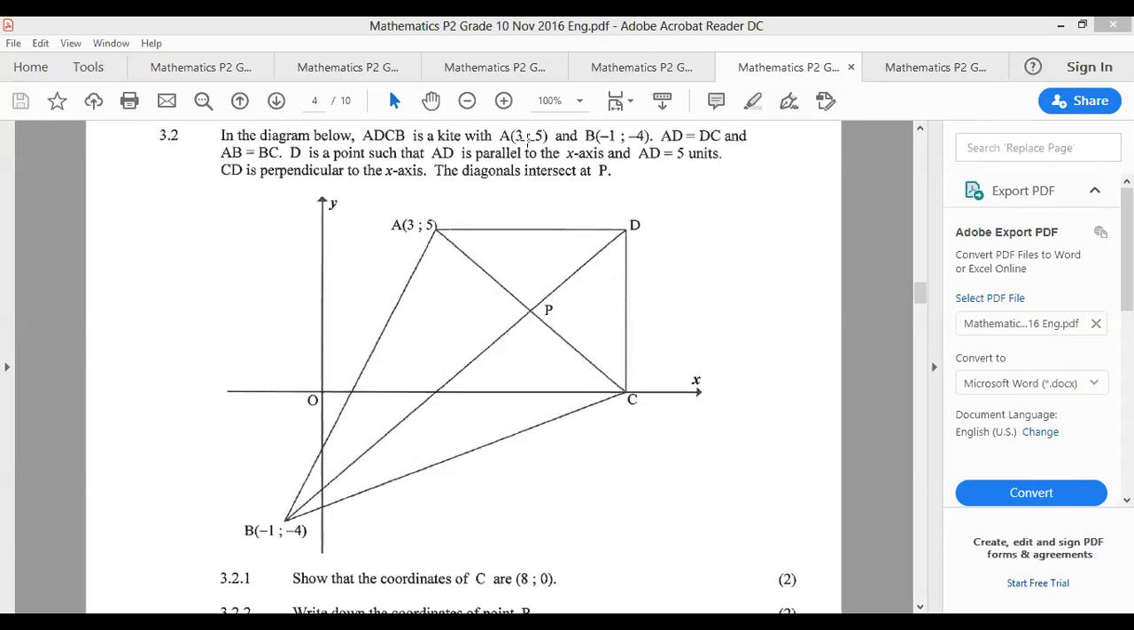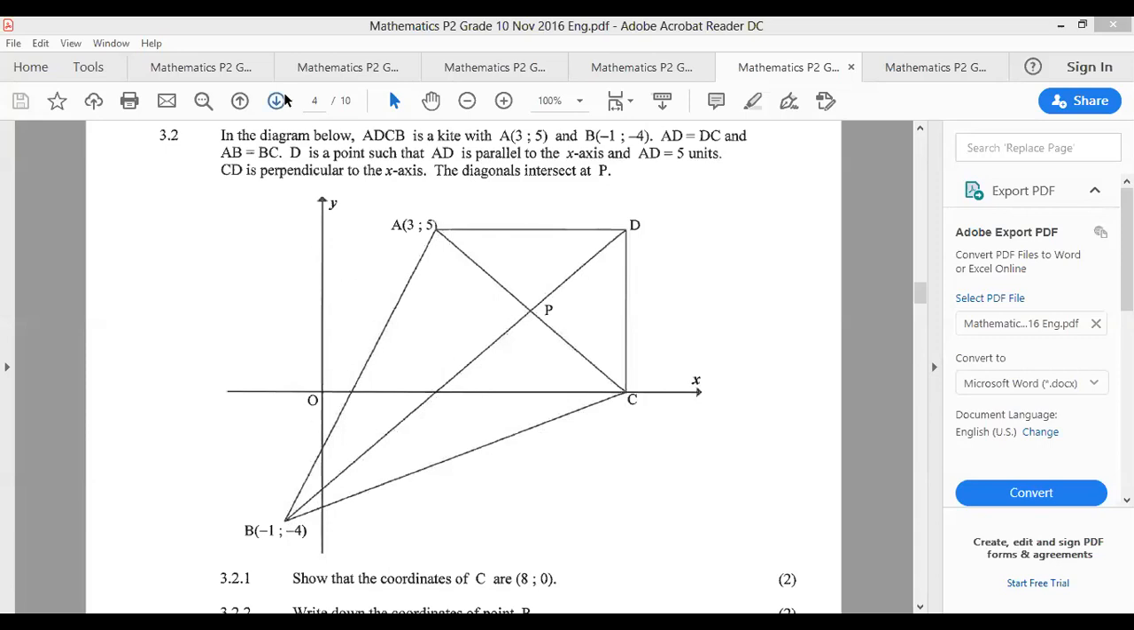Is a kite, right? Where AD is equal to DC. So AD is equal to DC, which means this is equal to that. Does it make sense? And AB is equal to BC. So AB is equal to BC, right? Meaning now this is equal to that and this is equal to that.